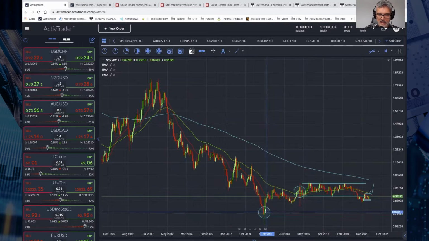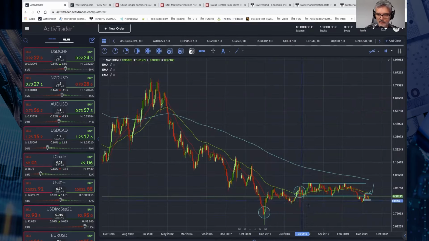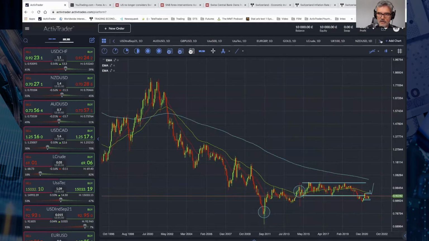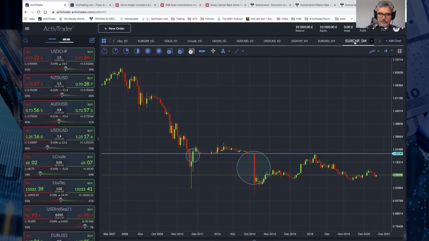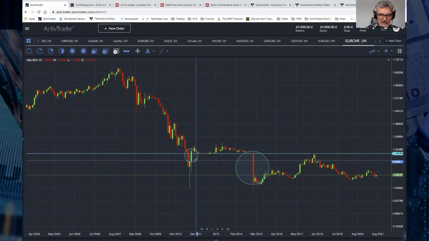I've circled September 2011, and then I've circled again January 2015, because if we look to the euro versus the Swiss, these dates were particularly important because in September 2011, the Swiss National Bank actually intervened in the markets, and they pegged the Swiss franc to the euro at 1.2. And then in 2015, they unexpectedly removed that peg.